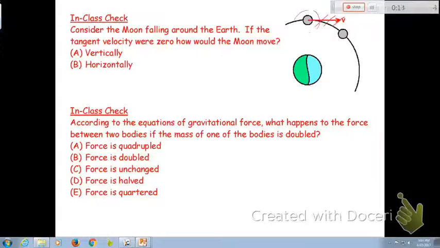We could really do these by voice, couldn't we, almost? But let's just click in. Is it going to fall down vertically and crush into the Earth, or will it travel horizontally? What do you think?